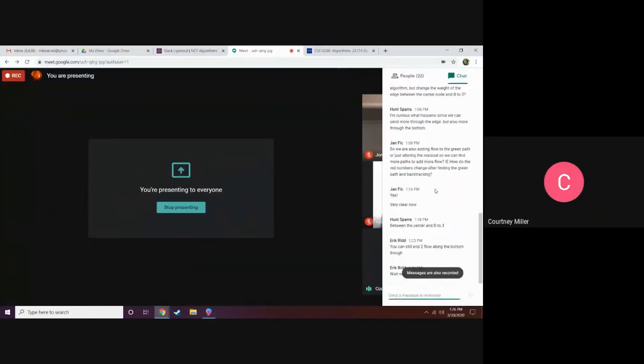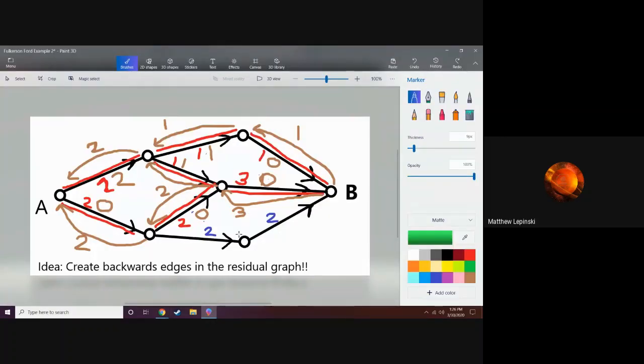So I'm sorry, what tells us when we're done or not? Yeah. So I think Eric just caught this, is that we're not done here. And the way that you know whether or not you're done is, can you go and find a path from A to B in the residual graph? So using these brown numbers, can I find a path from A to B that doesn't involve any zeros?